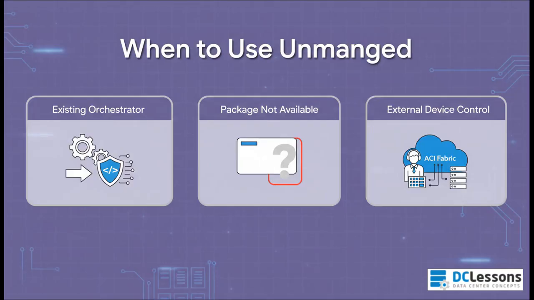So why do it this way? It's all about flexibility. Maybe your organization has a killer DevOps pipeline for configuring firewalls, and you don't want to mess with that. Or maybe there just isn't a device package for the specific appliance you're using. Unmanaged mode lets you keep that external control while still getting all the network automation benefits from ACI.